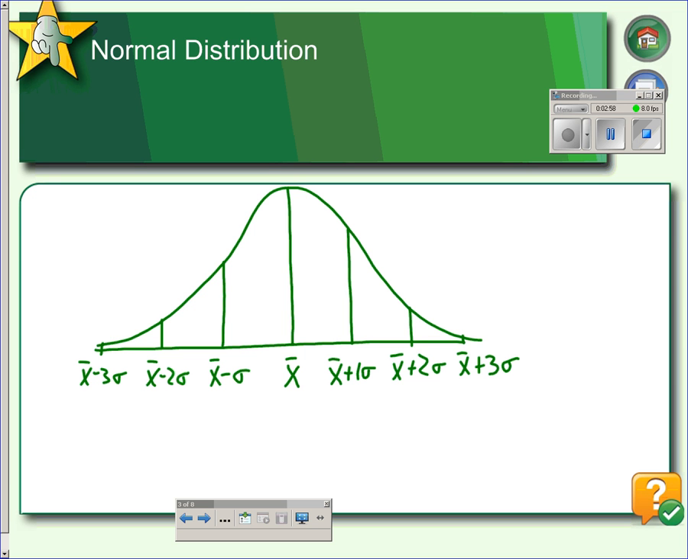Then inside of this picture we have different probabilities. The curve here represents all possibilities, and the area under the curve represents probabilities. So in this section right here, approximately 34% of all of our observations should land in this region, which is why that's the tallest part of the chart.